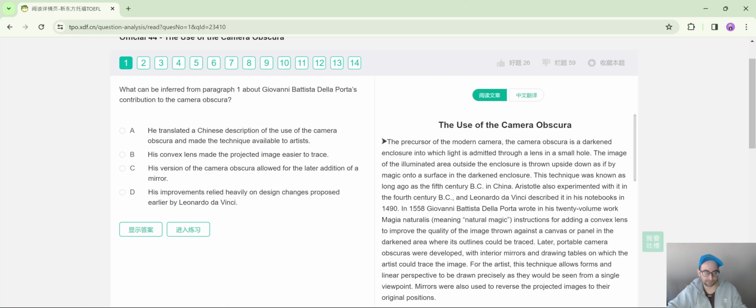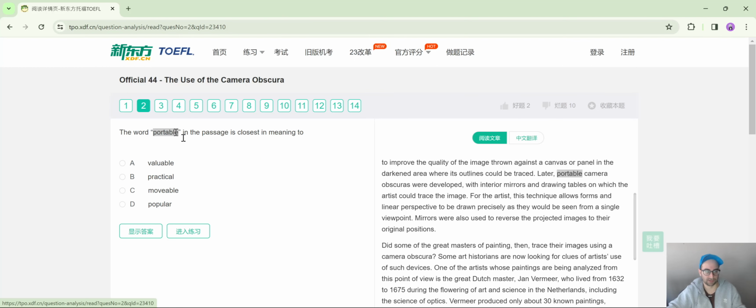So we're left with B and D. His improvements relied heavily on design changes proposed early. No, he didn't rely on anything by Leonardo da Vinci. This is just false information. Just because Leonardo was mentioned in the text doesn't mean this information is accurate. They're just making up information here. B is the right answer. Move on. Okay, vocab question shouldn't take too long.